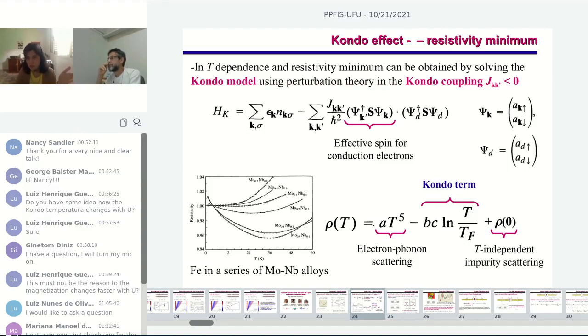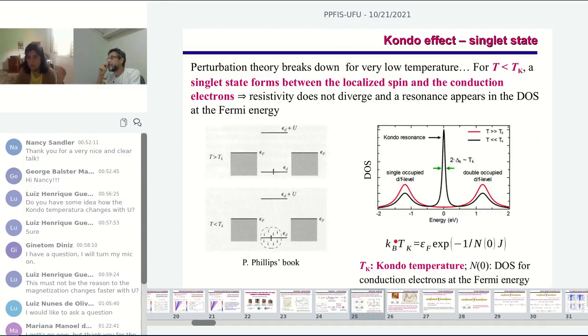And we do not see it because perturbation theory breaks down at very small temperatures, at temperatures smaller than a characteristic temperature that we will call the Kondo temperature. Perturbation theory breaks down and new physics comes into play. There is the formation of a singlet state between the spin and the conduction electrons. And then the resistivity does not diverge, and we also have the presence of a resonance in the density of states.